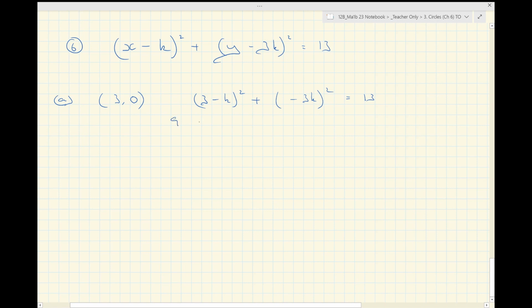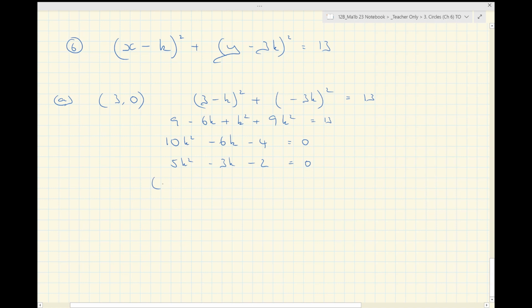So let's continue with that. 9 minus 6k plus k squared plus minus 3 squared is 9k squared, has to be 13. Let's set this equals 0 and factorize it, shall we? So we're going to have 10k squared minus 6k. I've got the 9, and I'm minusing 13 from that, which is going to give me minus 4, and that's going to equal 0. I can divide everything by 2. Gives me 5k squared minus 3k minus 2 equals 0.